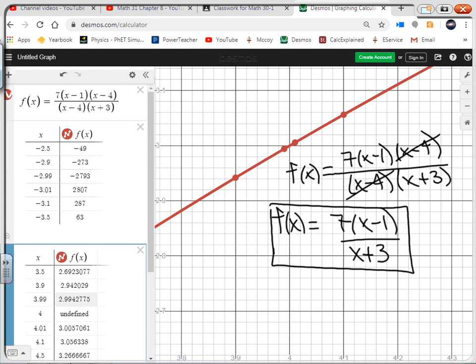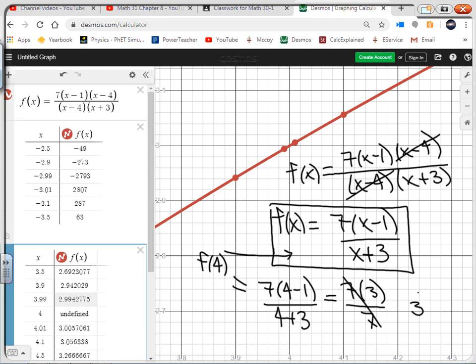What's tricky about this, and I probably should have called it g of x or something, is that although they look like the same equation, they're actually not, because this bottom function, I can figure out what f of 4 is. Putting 4 into that bottom function doesn't make me divide by 0. And when I do that, what I get is 7 times (4 minus 1) over (4 plus 3), which is 7 times 3 over 7. The 7s would cancel, and I would get 3.